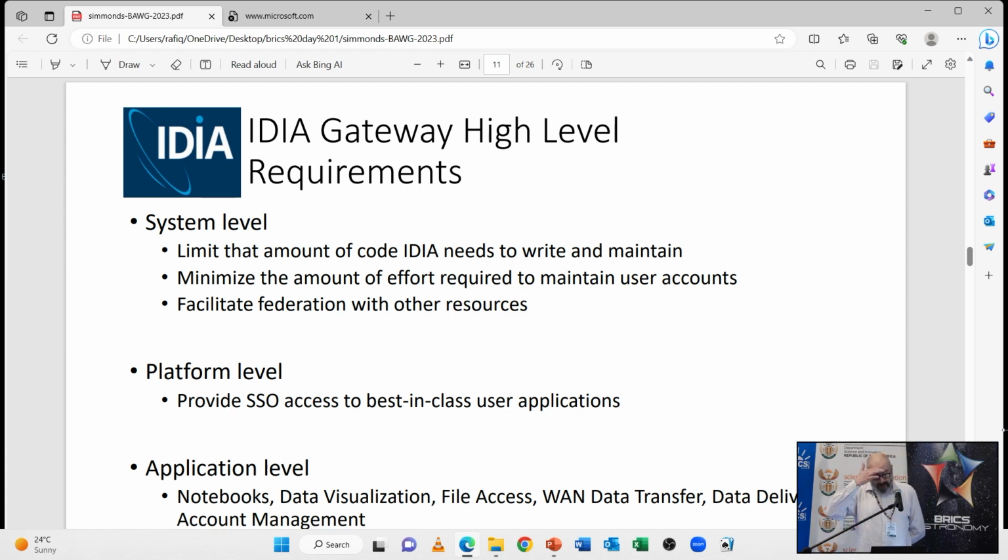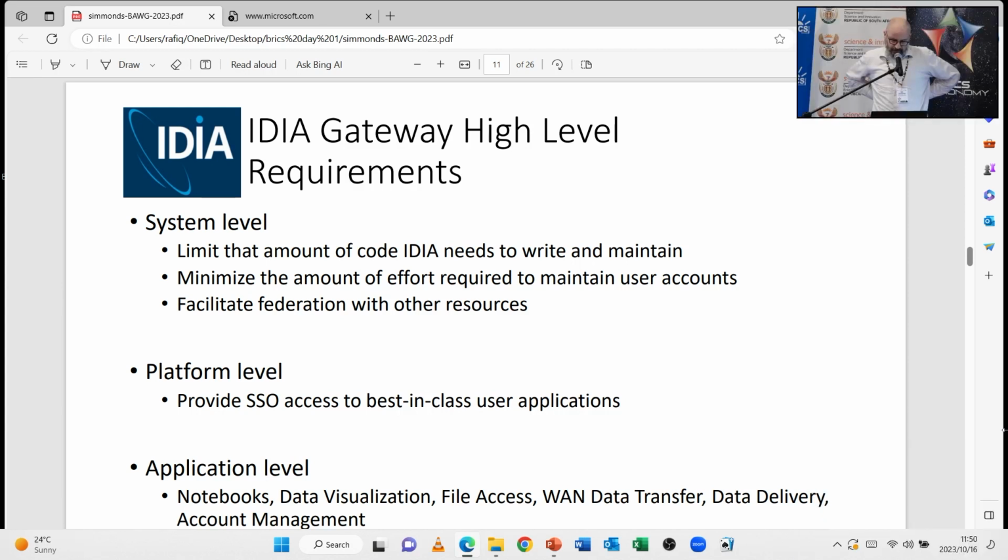So then, high-level requirements: we want to limit the amount of code that we need to write and maintain. That comes from our experience with CyberSK, where with these things, you can usually get money to build them, but you can't get money to support them, and that's a huge problem. And then we wanted to minimize the amount of effort required to maintain user accounts, and that's where the authentication and authorization comes in, and facilitate the federation.